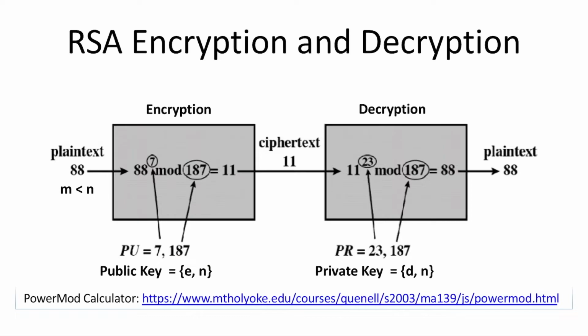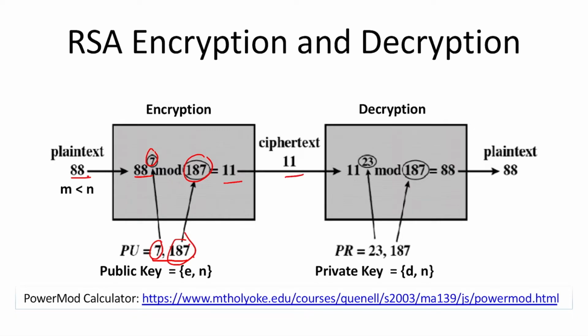Let's say our message is the decimal number 88 and the receiver's public key is (7, 187). So our modulus here is 187, which means that we can encrypt this message since it is less than 187. Now to encrypt, we will compute 88 raised to power public exponent 7 mod 187, which is n. So this will give us 11, which is our ciphertext.